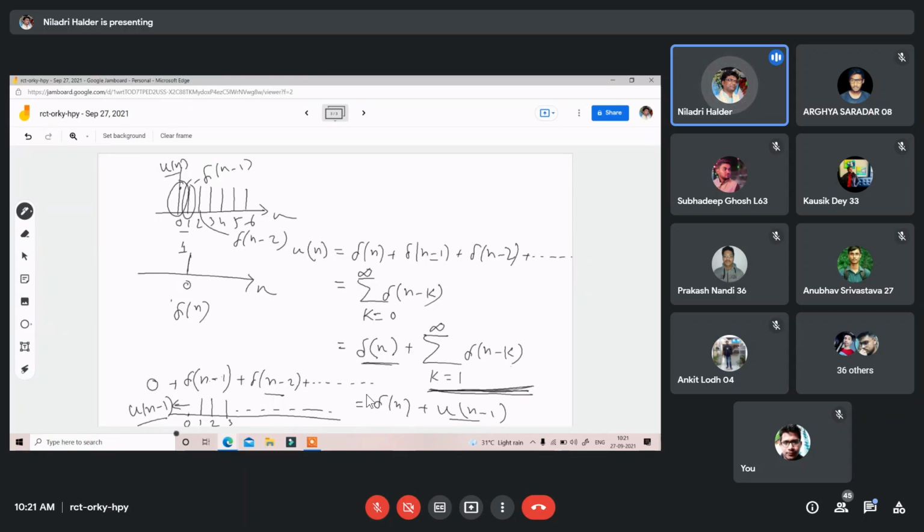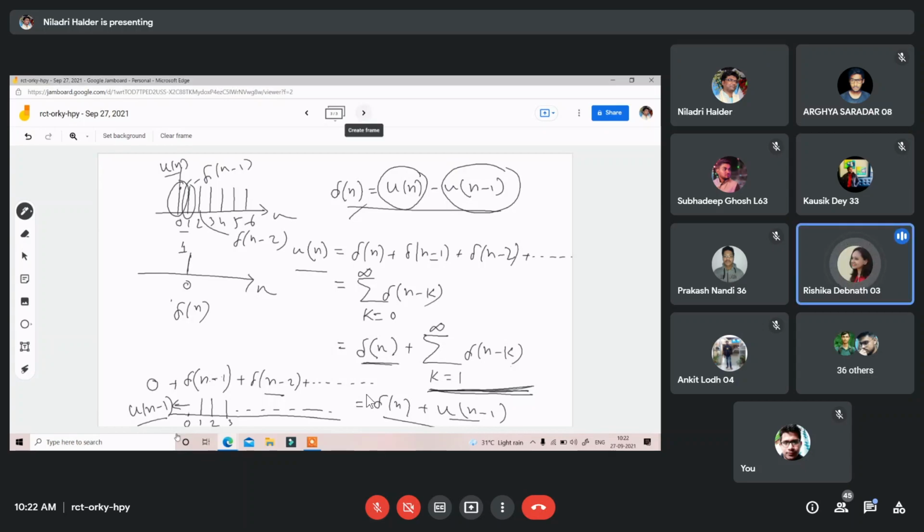So from here you are getting a relationship between the step and impulse, as delta n is defined as un minus un minus 1. Simply if you multiply a unit step and a single delayed unit step, you will get your delta signal. Okay.